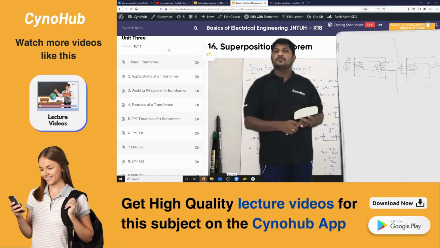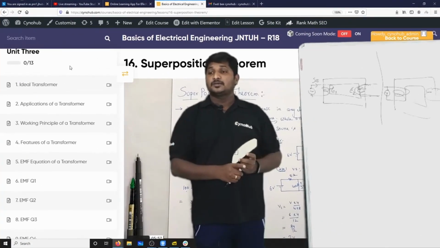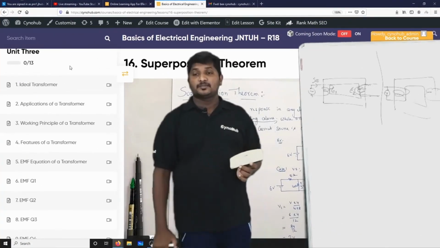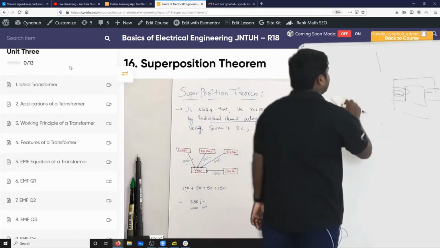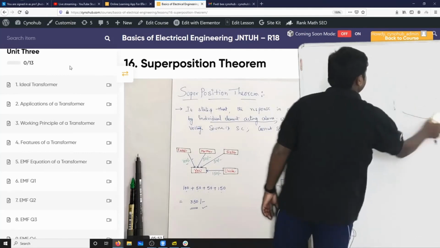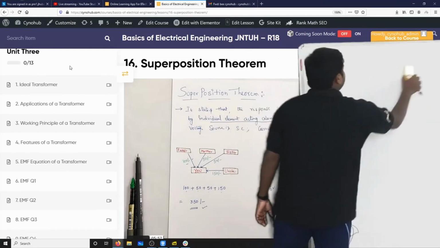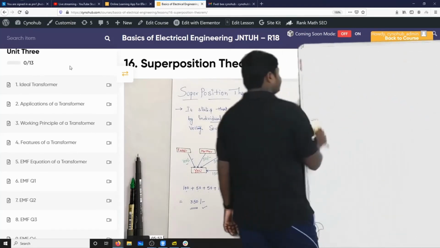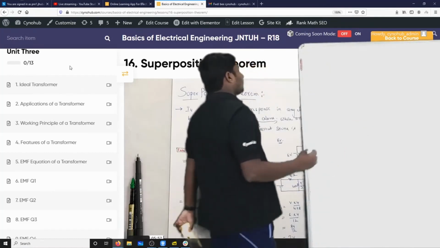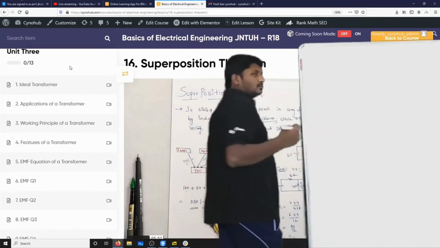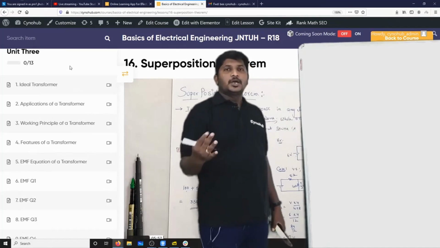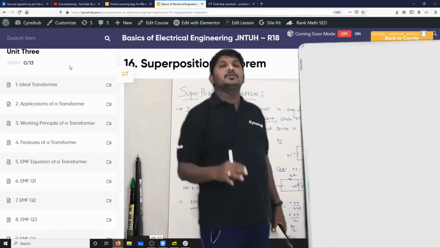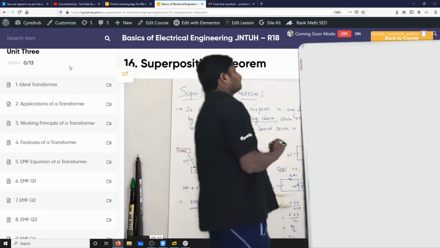Any more? Star delta? Small problem. Okay. So some of you are asking about star delta connections and some model numericals. Okay.